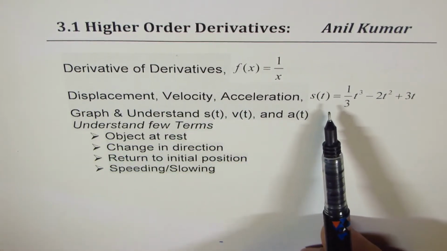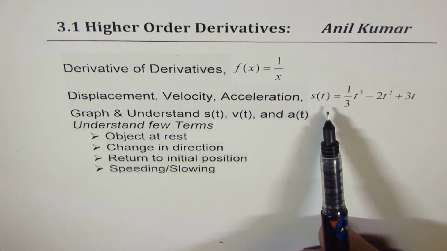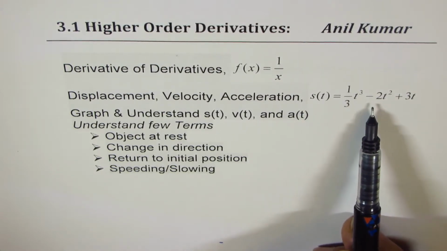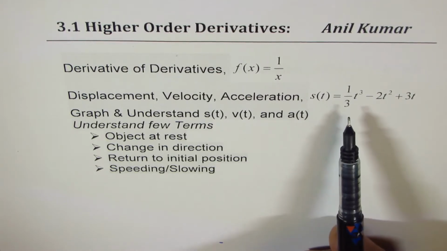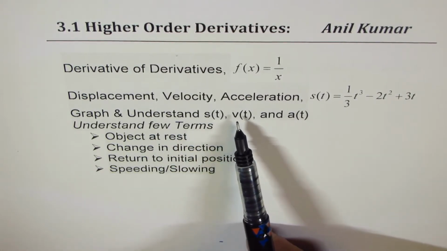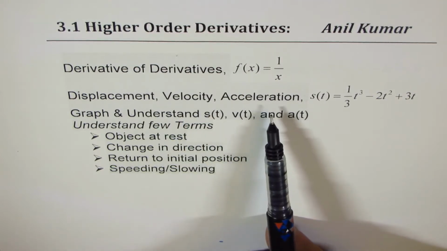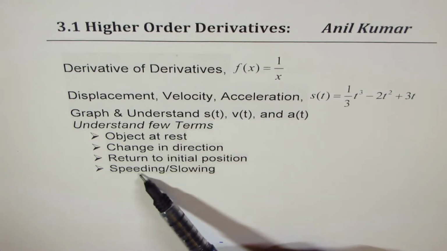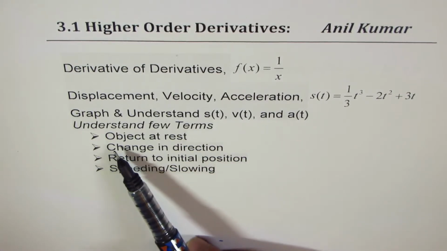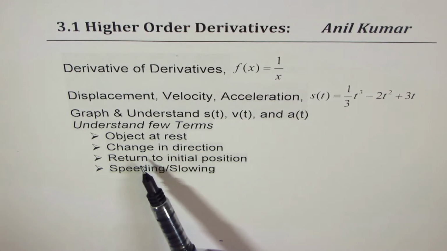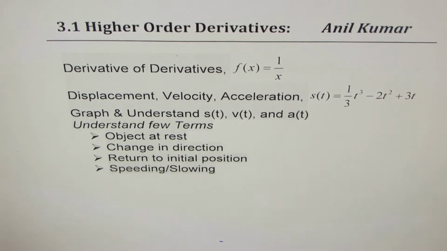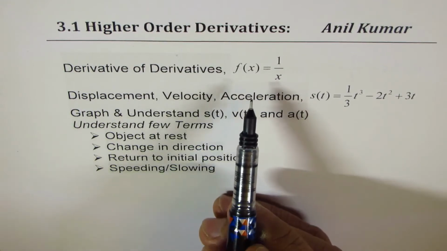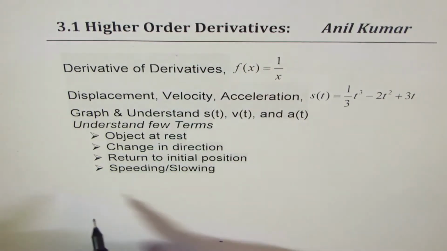We'll take up a simple example, displacement being represented by 1/3 t cubed minus 2t squared plus 3t. We'll graph displacement, velocity and acceleration and see how we can answer questions like this. Example, when is the object at rest? When does it change the direction? When will it return to its initial position? When is it speeding up or slowing down? So let's first begin by understanding derivative of derivatives.